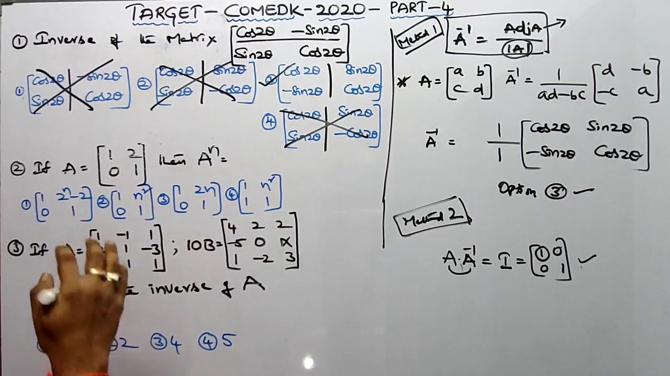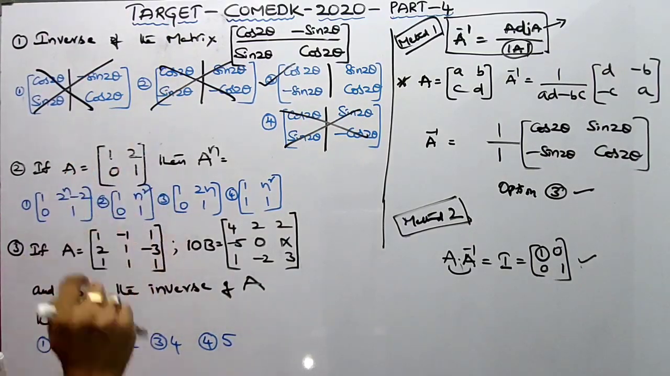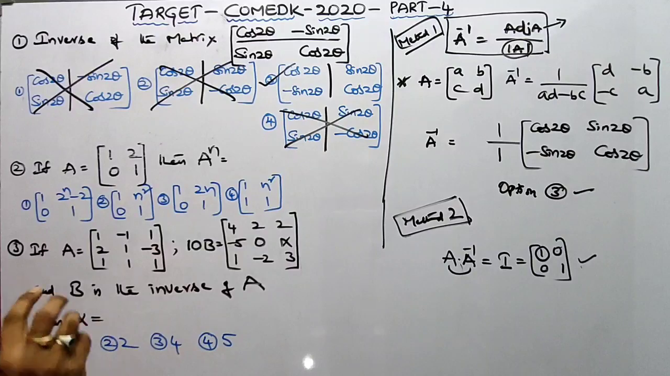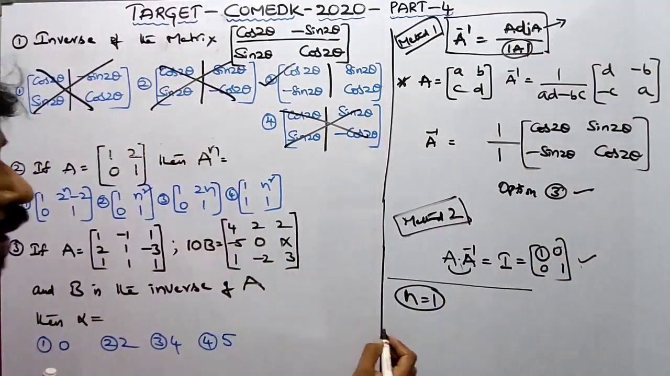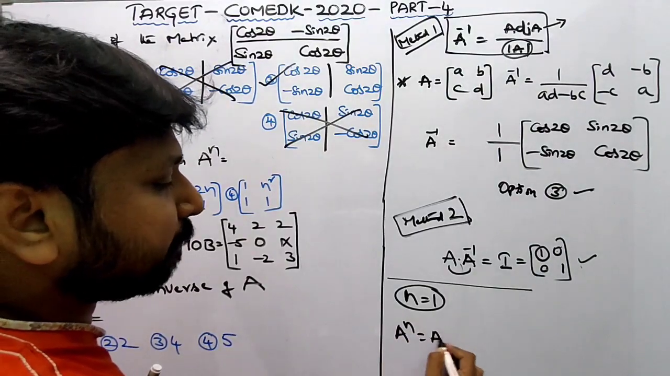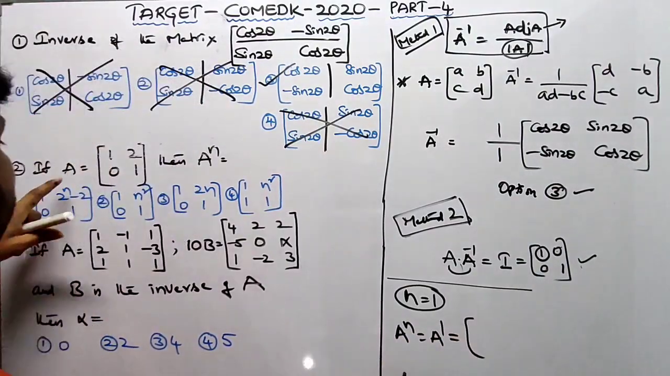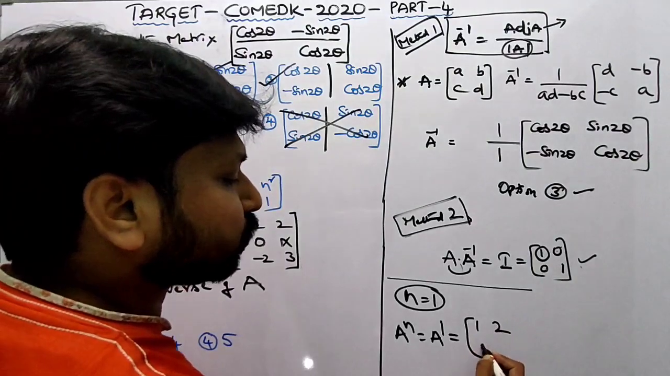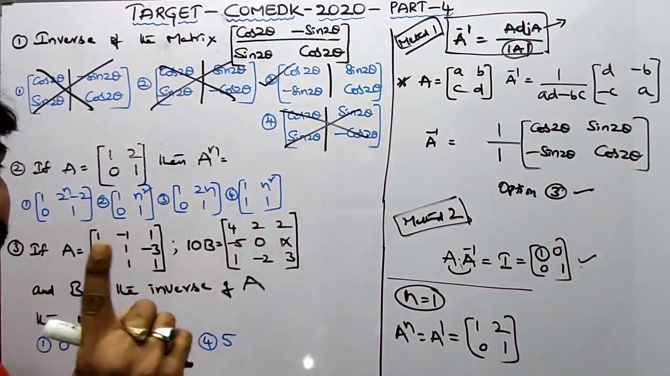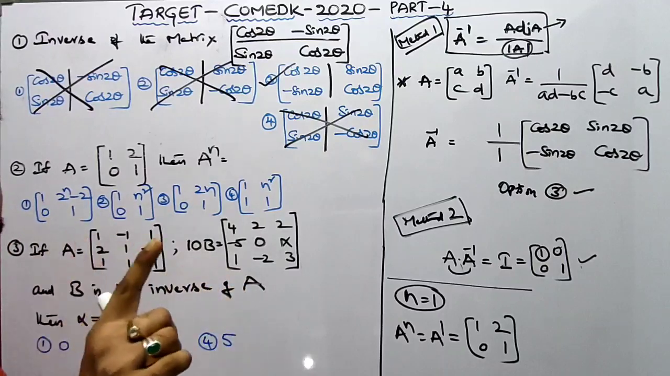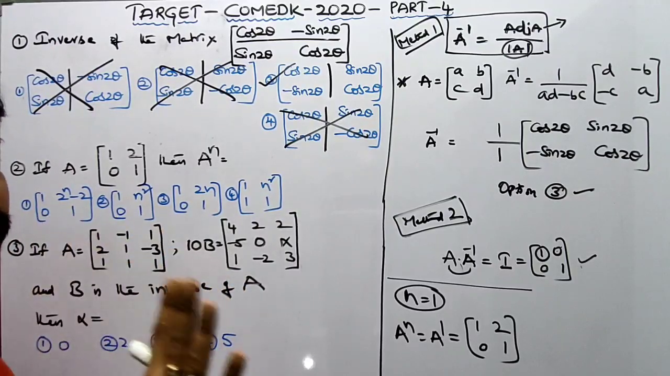Coming to the second question, friends: if A is equal to [1, 2; 0, 1], then what is A power n? Very simple question, friends. First of all, let us take n equal to 1. If you take n equal to 1, A power n is equal to A power 1, which is nothing but the given matrix [1, 2; 0, 1]. In your options, see which option gives [1, 2; 0, 1] when substituting n equal to 1; first give that priority.